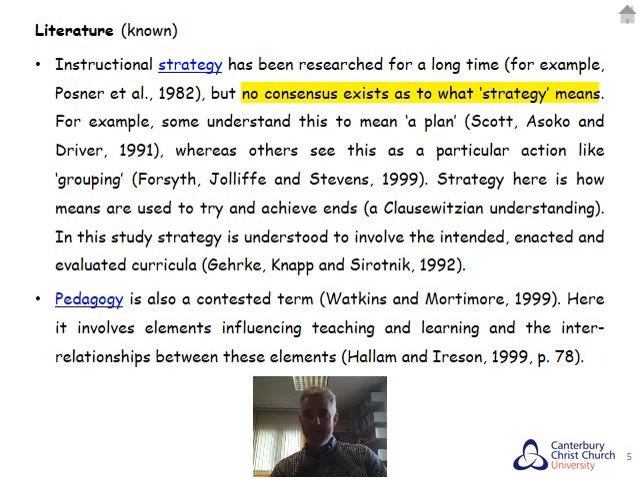Strategy in this paper is understood as how means are used to try and achieve ends. I call this a Clausewitzian understanding, drawing on understandings from the military. In this study, strategy is understood to involve the intended, enacted and evaluated curricula. Pedagogy is also a contested term, and here it involves elements influencing teaching and learning and the interrelationship between these elements.